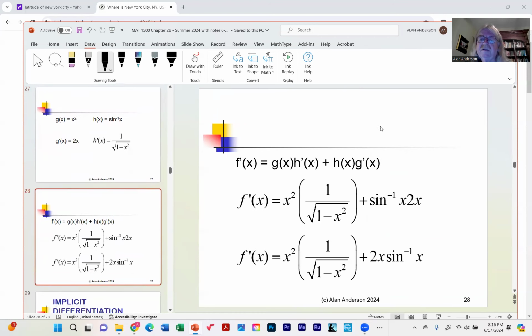And now you just plug them in. And realistically, there's no way we can simplify this. So you can just leave it like this.